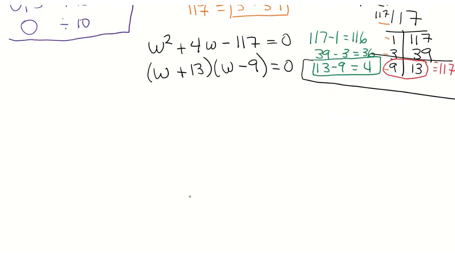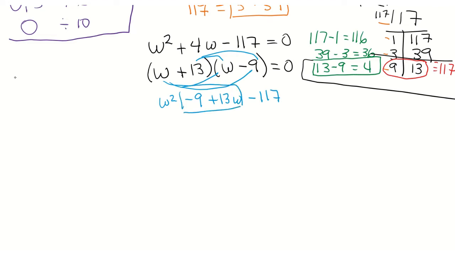So I can use the FOIL method to double check that those factors are correct. That's going to give me w times w is w squared, w times a negative 9, w times a positive 13, 13 times a negative 9, and we see that when I add these together, that's going to give me my 4w. So I just verified that these factors are correct.